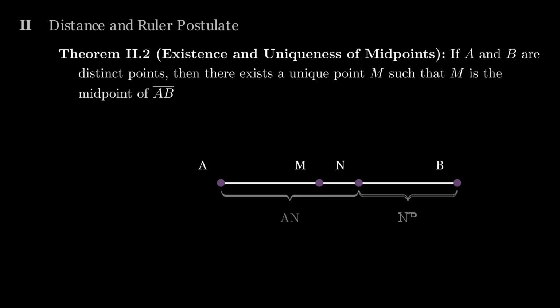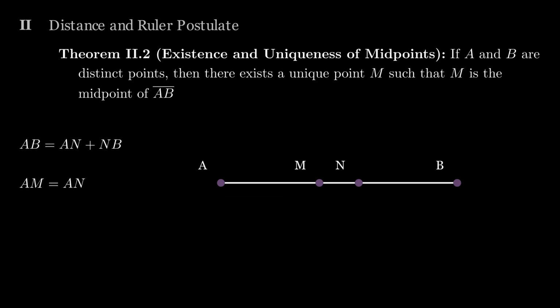Since M and N are unique, using the ruler postulate, we can define the line as the sum of AM, MN, and NB. Since both M and N are midpoints, this implies that the measurement of AM is the same as AN. This makes our new sum for the line AB to be AN, MN, and NB. However, this is a contradiction because AN plus NB also equals AB. Therefore, M and N would have to be the same point for them to be midpoints.